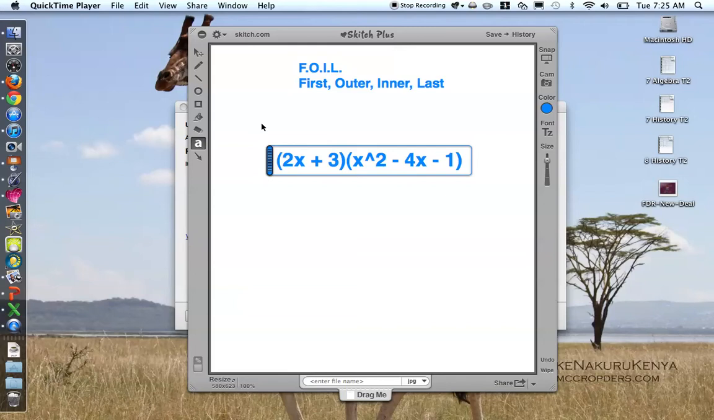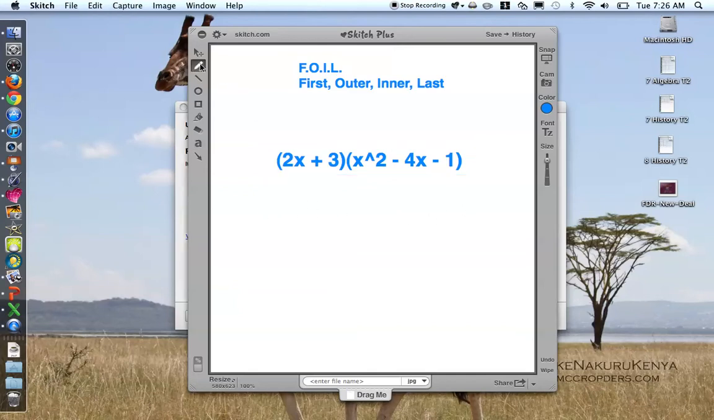Okay, so take a look at this and see if it makes some sense. In this example here, we have 2x plus 3, a binomial, being multiplied by what we call a trinomial, x squared minus 4x minus 1. Whereas in the other examples, it was a binomial times binomial, and you would get 4 terms when you multiplied it out. When we do a binomial times a trinomial, 2 terms times 3 terms, we're going to get 6 individual terms when we multiply it all out together.